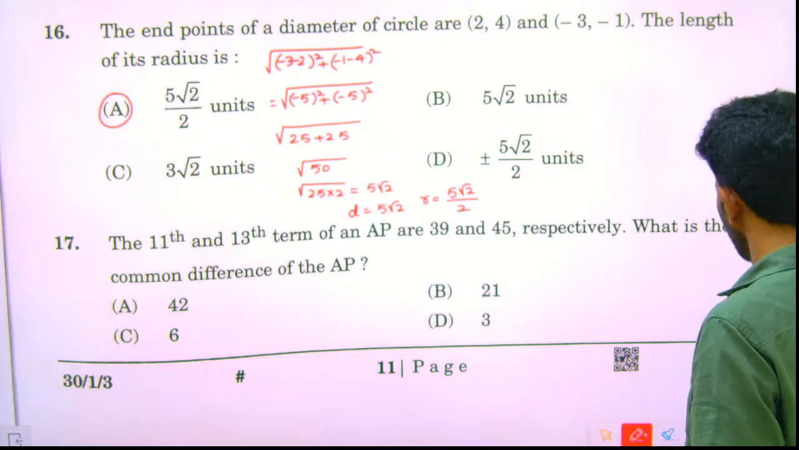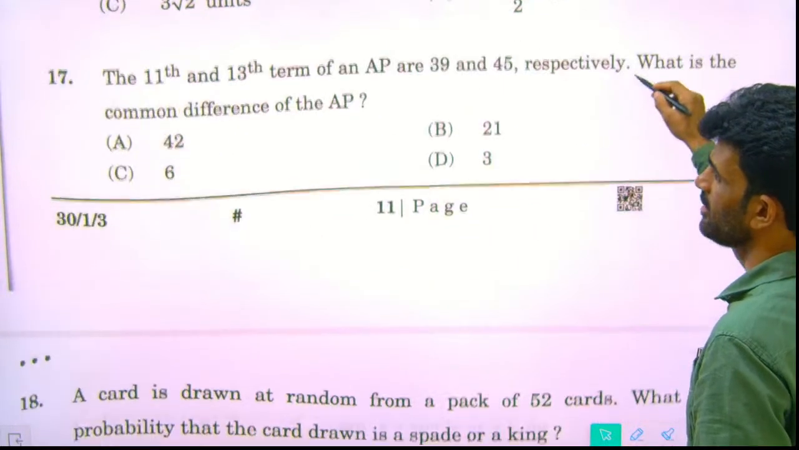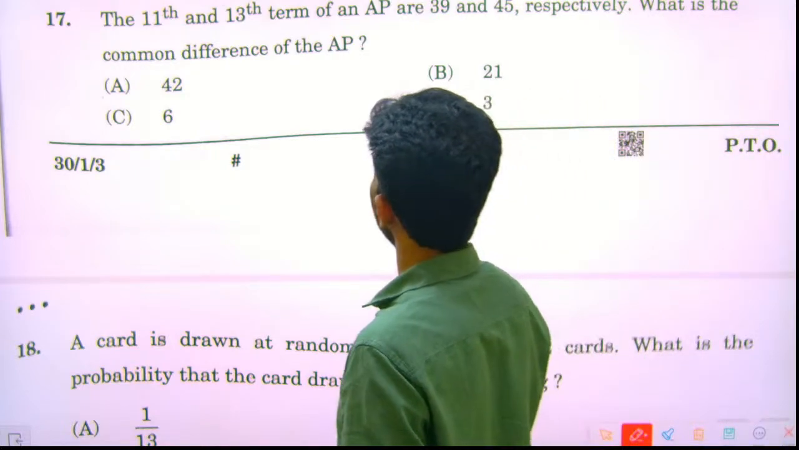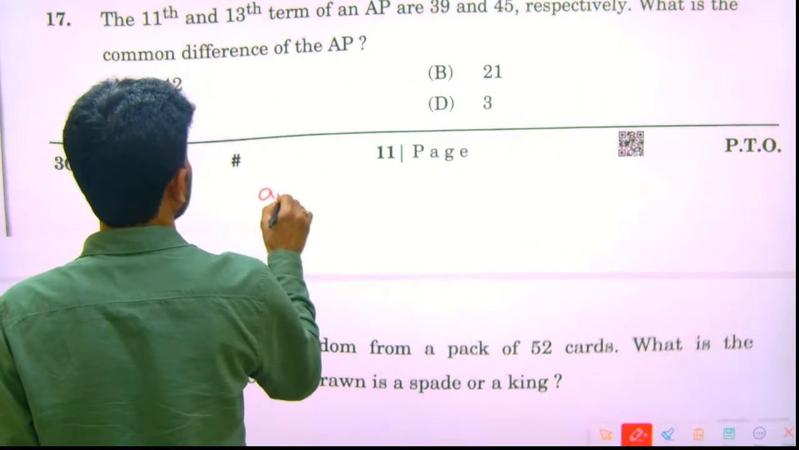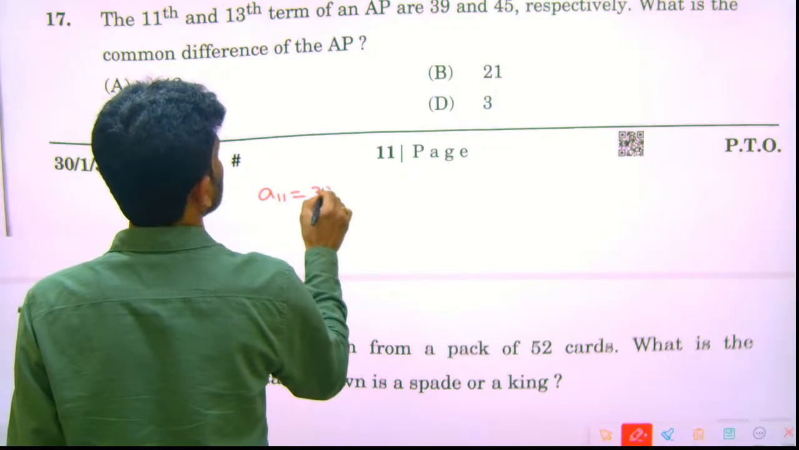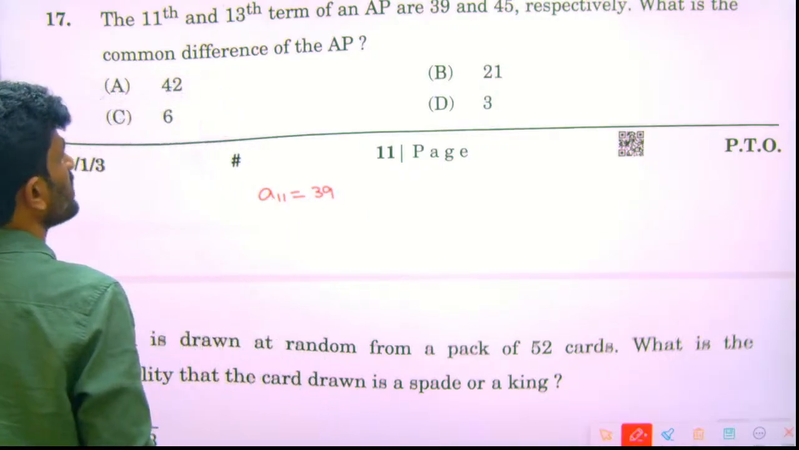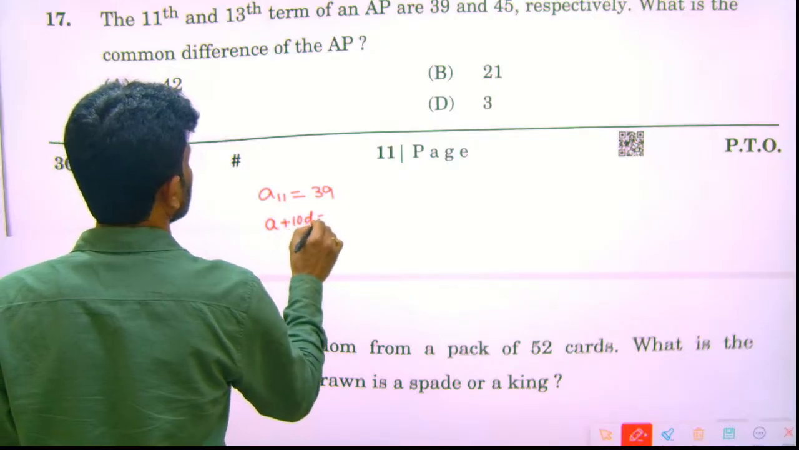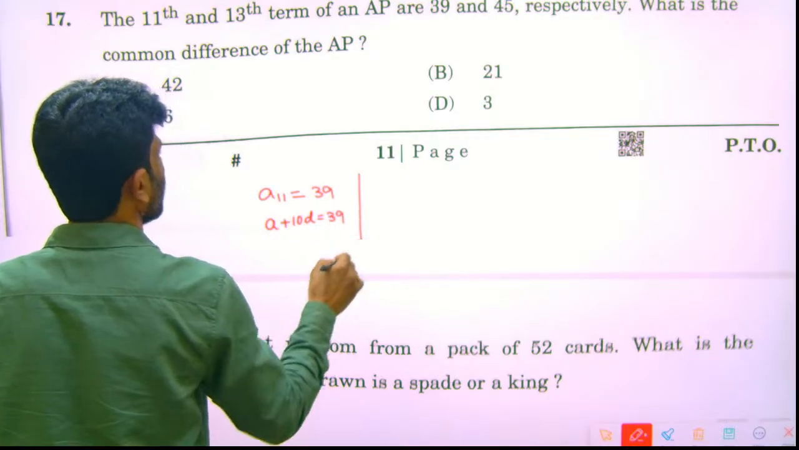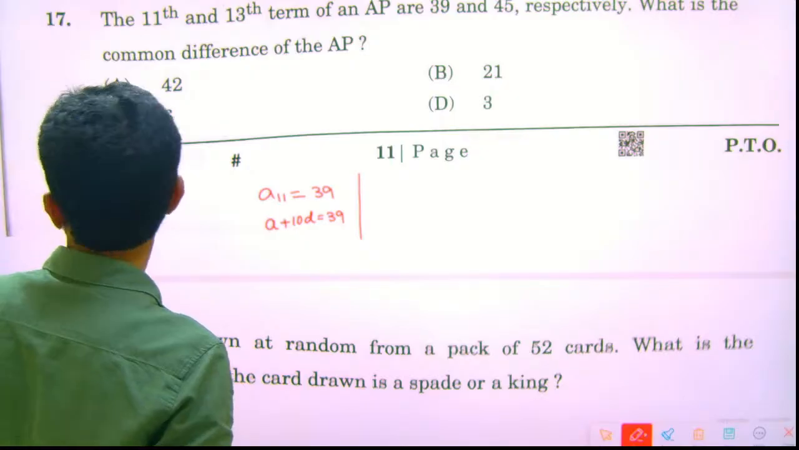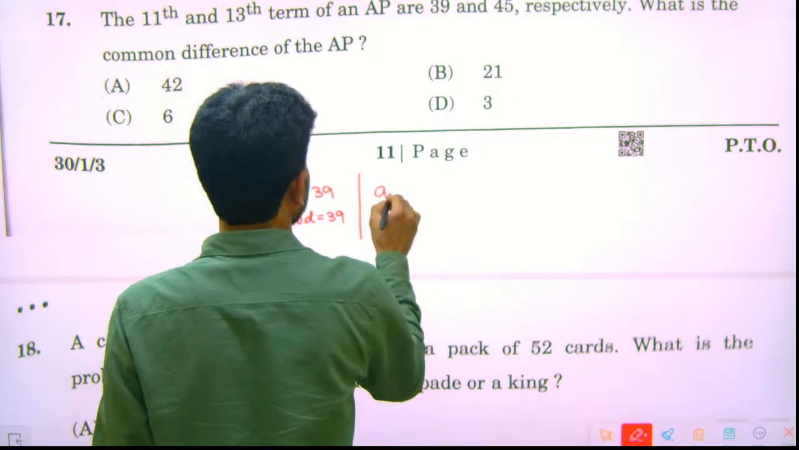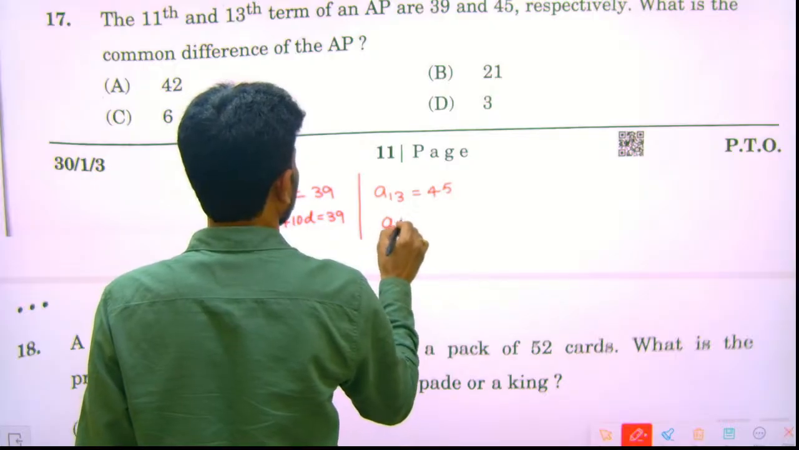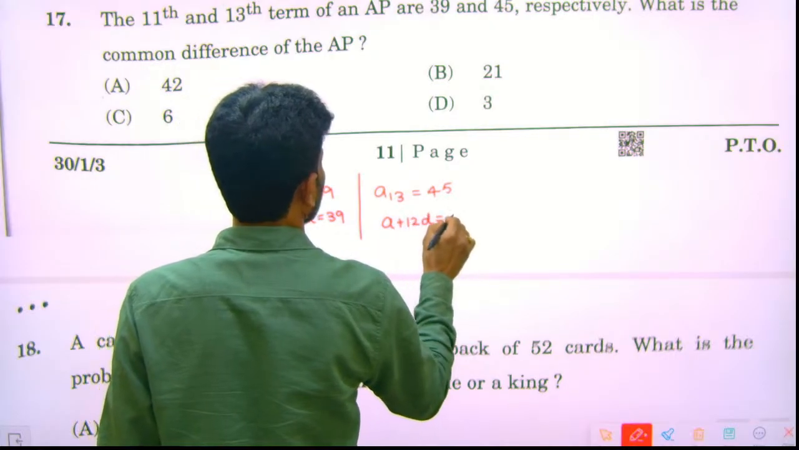Okay, now question number 17. We have been given the 11th term, A11 is equal to 39. They are asking for the common difference. So by this we know A plus 10D is equal to 39. One more is given, A13 is equal to 45. So by this we write A plus 12D is equal to 45.